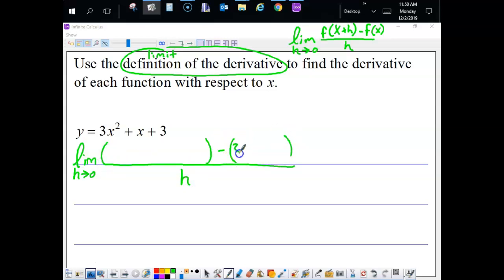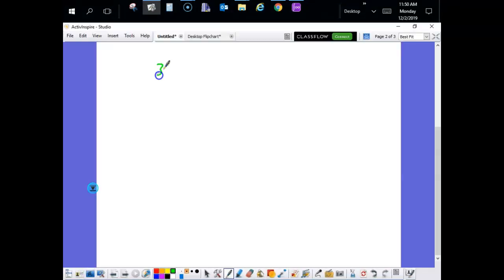So f of x is just this, right? But we also need to take a moment and figure out what is f of x plus delta x. I'm sorry, f of x plus h. So 3x squared plus x plus 3. So we have 3x squared plus x, was it plus 3? I forgot, sorry. Yes. Okay. Now we're plugging in x plus h here. So first of all, we talked about a shortcut for that so that we don't have to always do that manually. It's kind of irritating.